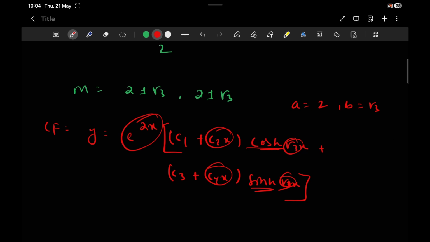We have learned how we can derive the complementary function of any differential equation which has a 0 on the right side of the equal sign. But there is a catch. What about the PI, the particular integral? In this case we have taken the particular integral as 0. What if the particular integral is non-zero? So let's go to the cases of particular integral one by one.